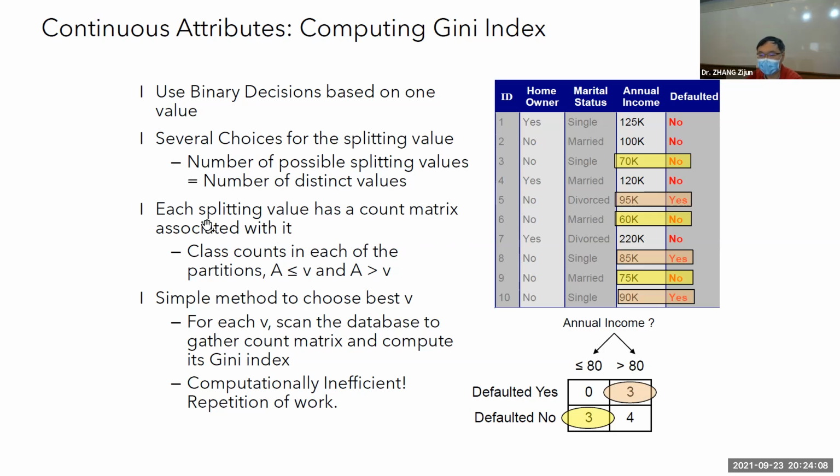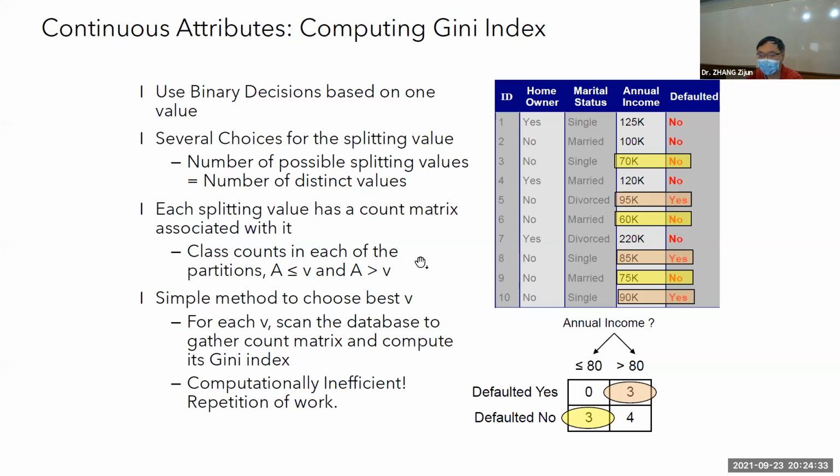Each splitting value has a count matrix associated with it, that is, the class counts in each of the partitions. Based on the setting of the value of V, we will have a different count matrix for the split. So we can compare different count matrices to determine the best setting of V.